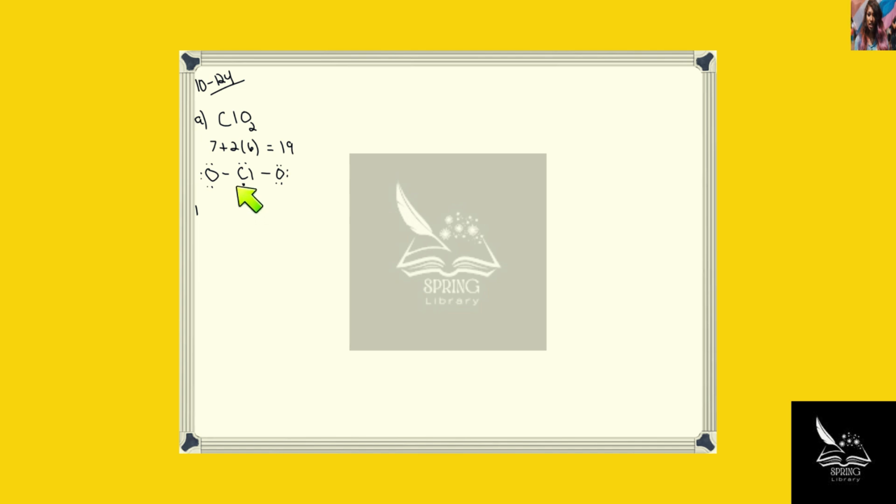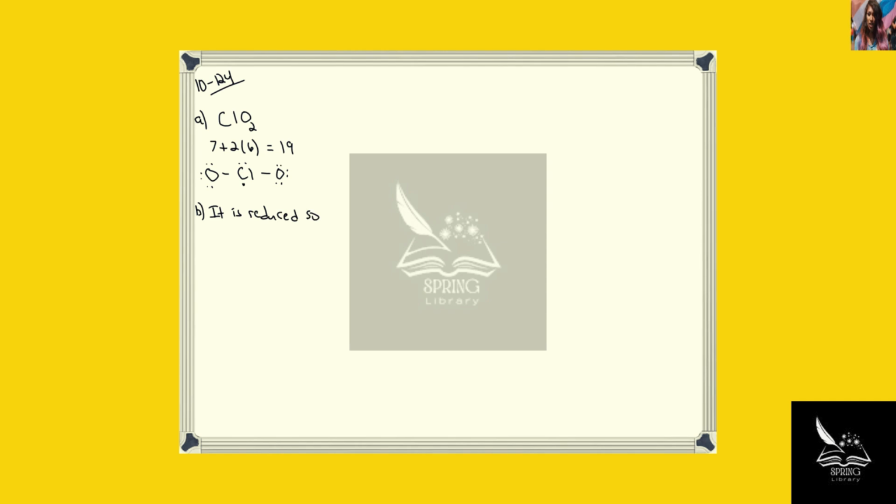We could have a double bond formed that would then give chlorine 9 valence electrons, which is also a plausible Lewis structure. However, either way, it's going to have an unpaired electron. This is then the answer to part B.